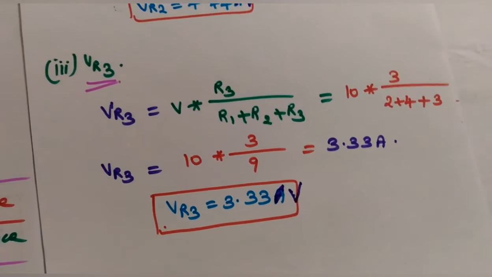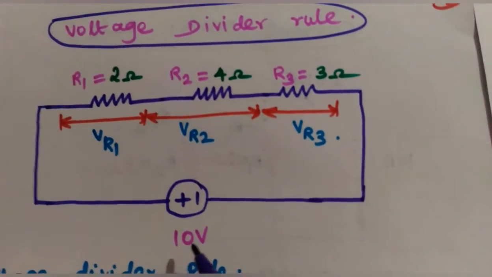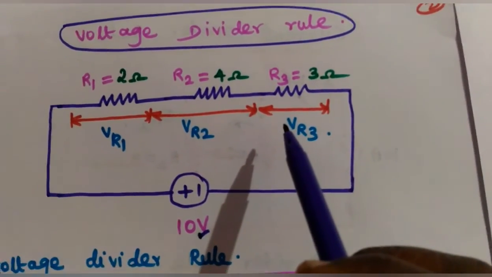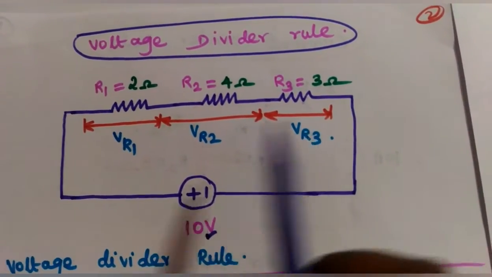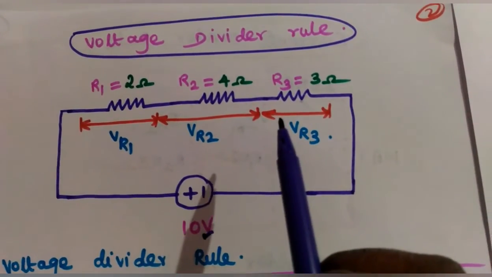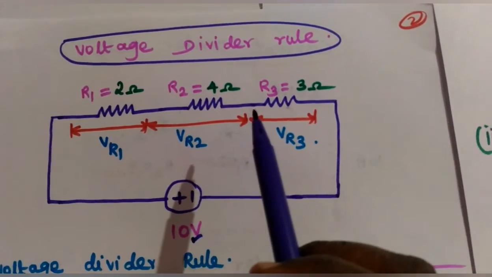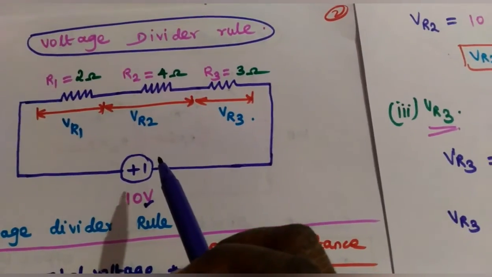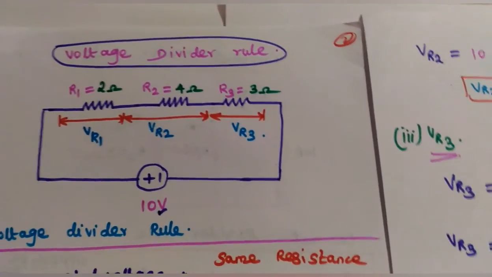The total applied input voltage is 10. If you add VR1, VR2 and VR3, according to KVL, Kirchhoff's voltage law, the applied input voltage is equal to the sum of all the voltage drops across the resistances R1, R2 and R3. So this is 2.22, this is 4.44, and this is 3.33. VR1 plus VR2 plus VR3 is approximately 9.9, which we approximate as 10 volt. So these are the voltage divider and current divider rules for getting the branch current and the voltage drop across the resistances in any complex network.